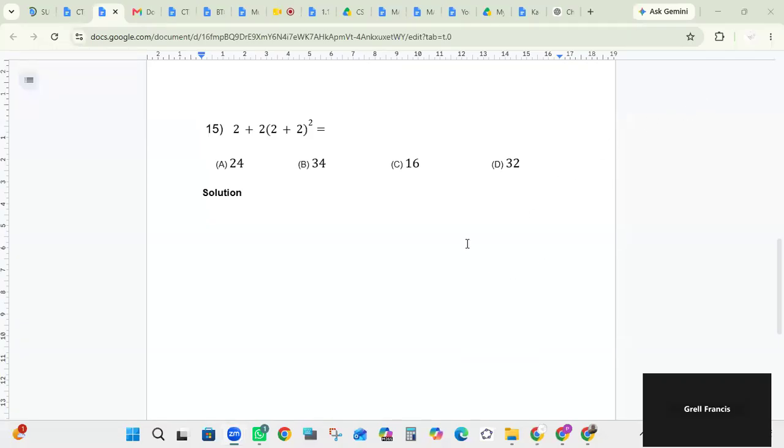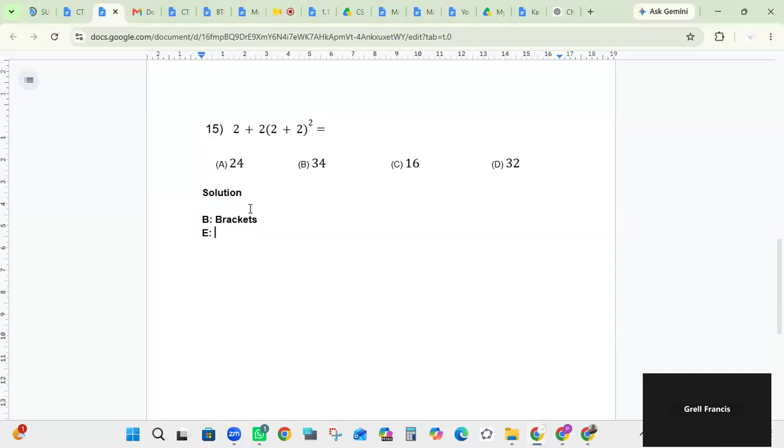So here we have a question whereby we have 2 plus 2 open bracket 2 plus 2 all squared, and we want to find the answer to that. So this takes us into the order of mathematical operations called BEMDAS or BODMAS, but I prefer BEMDAS. B for brackets. So whatever is in the brackets, we do it first.